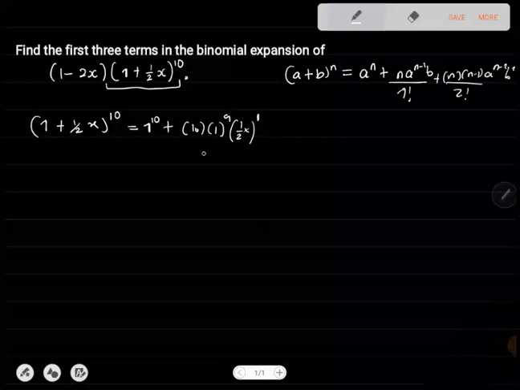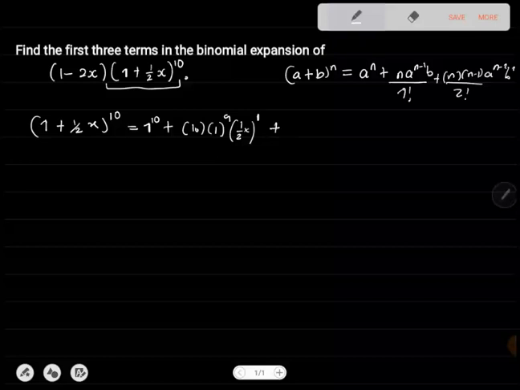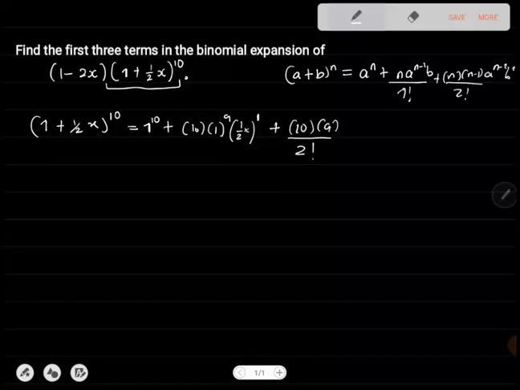Then this is our term 1, this is our term 2. Let's go to term 3. So term 3, what are we saying? The n is still 10. So we are saying 10, then 9. You can clearly see that there's n minus 1, so that's the 9 that we're having there. Then there'll be 2 factorial.